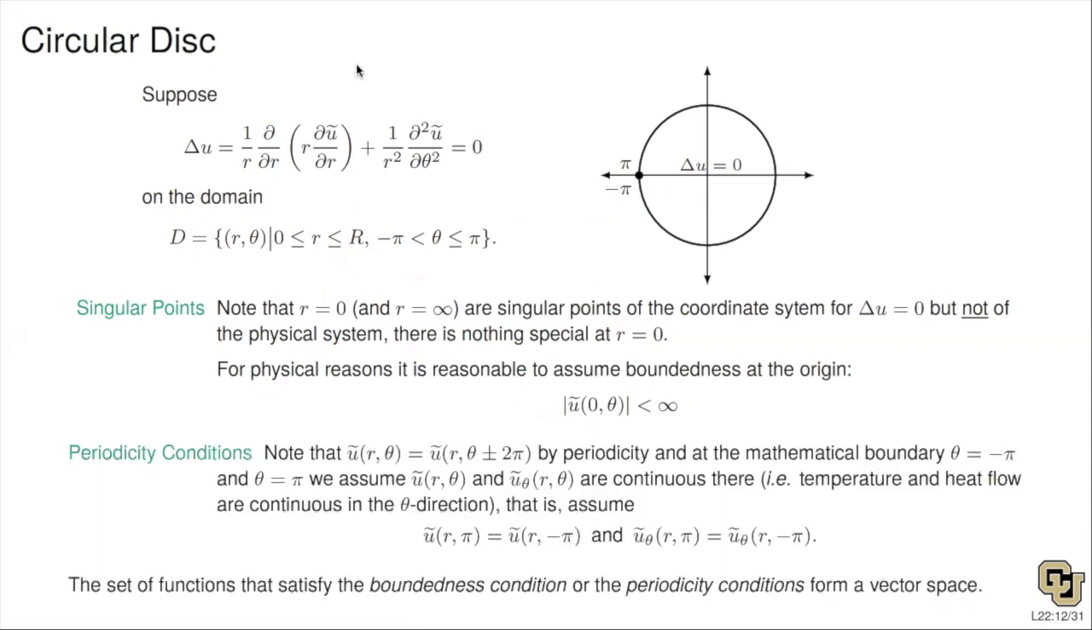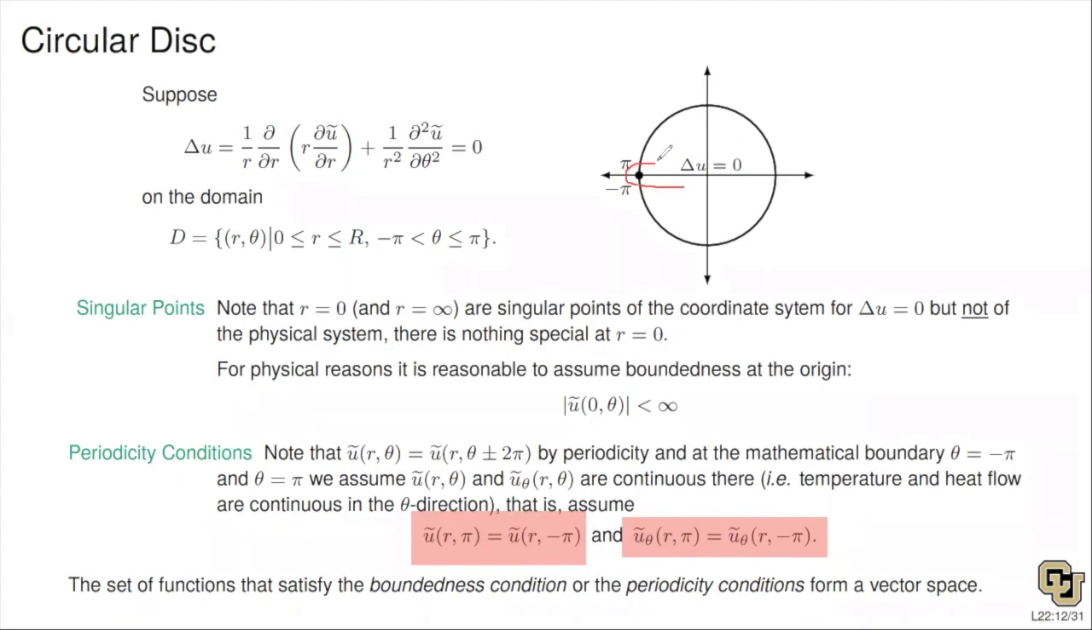The other condition we have is not really periodicity. It turns out to be periodicity, but the reason is really just from the geometry: if we fix a point and fix a radius and go around one revolution, you're right back at the same point. We have that as a fact of the geometry, and then we further assume that the derivative with respect to theta and the original solution, the temperature and essentially the heat flux, are continuous at this artificial mathematical boundary.